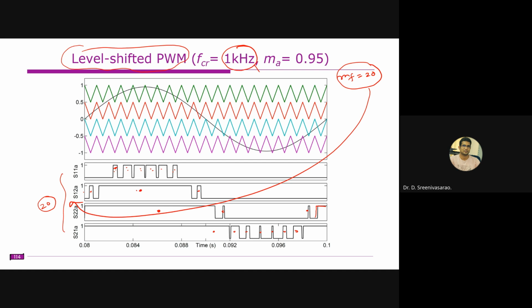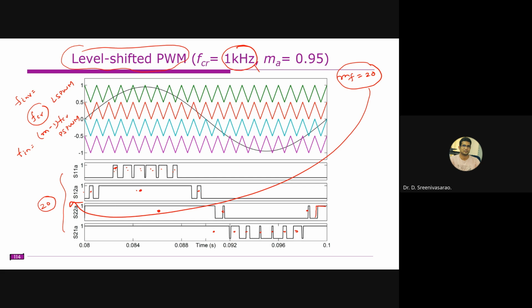That means here each switch is not operating at the carrier frequency like phase shift PWM. Whatever the carrier frequency is, that is distributed among the switches. Therefore here the inverter frequency is equal to the carrier frequency. So the effective frequency of the inverter is the carrier frequency in case of level shift PWM, whereas in case of phase shift PWM it is equal to n minus 1 times FCR.